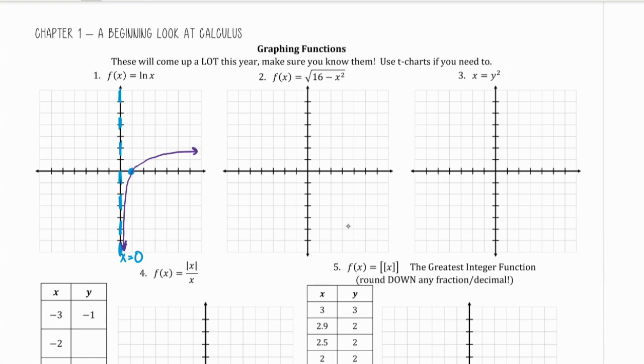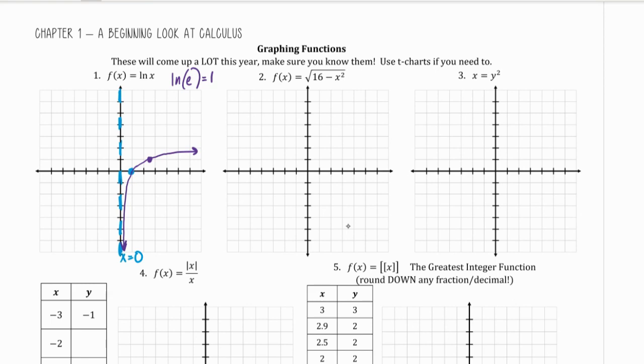Now, if you want to plug in points, because I said make t-charts if you need to, just make sure that you plug in points that are easy. So for example, if I took ln of e, and e is about 2.718, if I did ln of e, I would get 1, right? So I do have a point here. If you wanted to get even more precise, you could plug in a couple points. With ln, it's not so easy without a calculator, and you should be able to do this without a calculator.